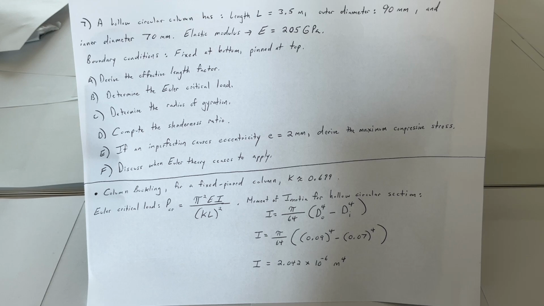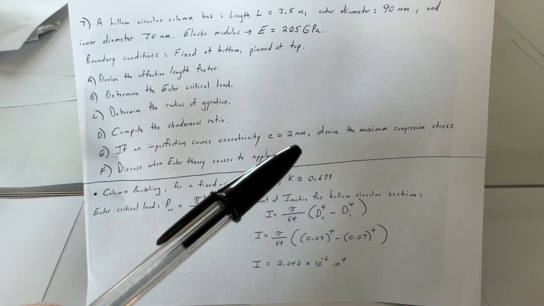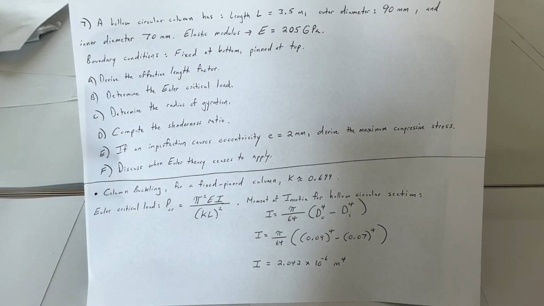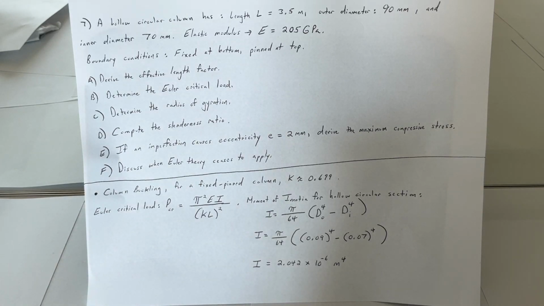Part B, determine the Euler critical load. Part C, determine the radius of gyration. Part D, compute the slenderness ratio. Part E, if an imperfection causes eccentricity equals 2 mm, derive the maximum compressive stress. And Part F, discuss when Euler theory ceases to apply.